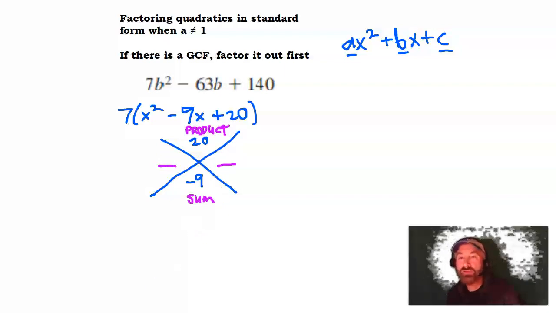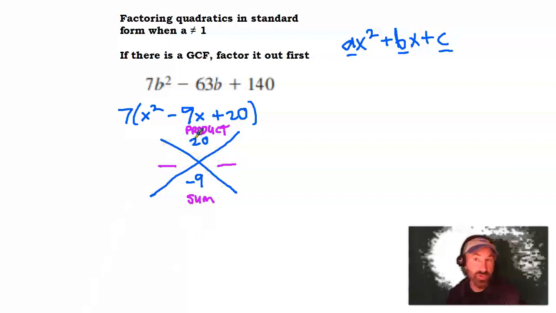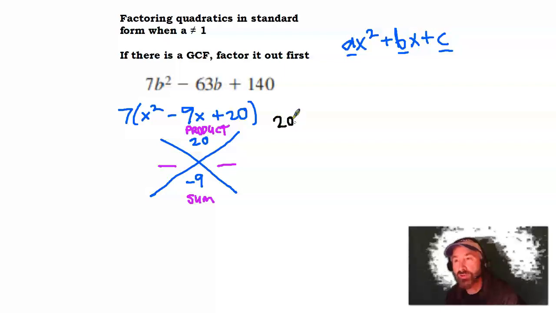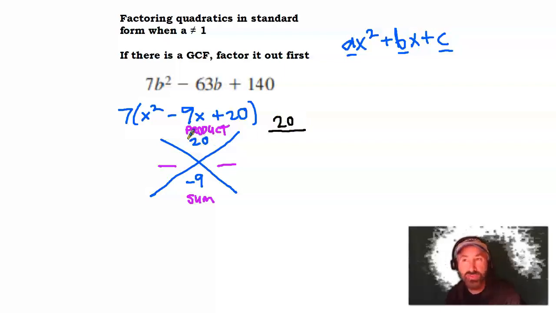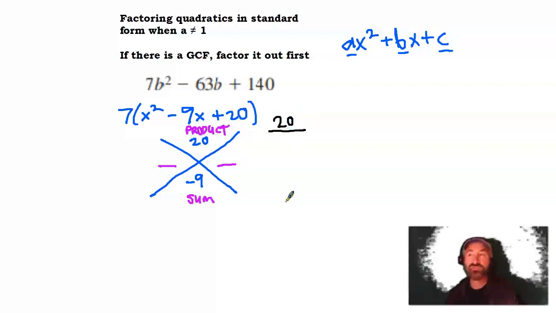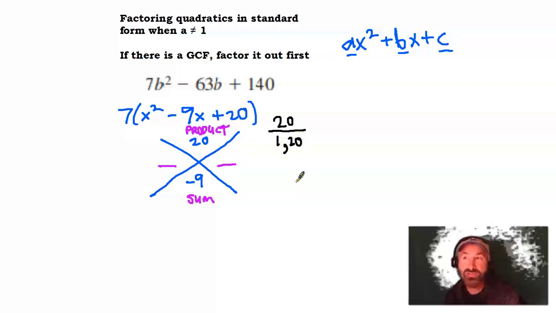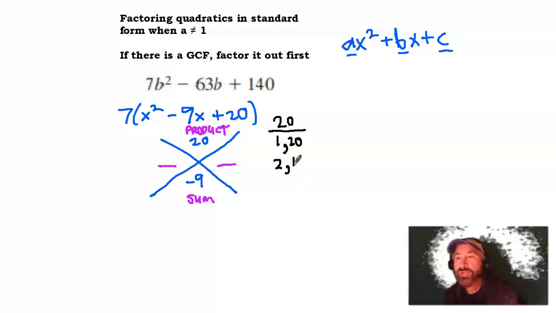Okay, so we've got to find two numbers that multiply together to get us 20 and that add up to negative 9. So the way we're going to do that is we're going to make a list of all of our factor pairs of 20. Always start with this number on top, make a list of the pairs of factors for that number. Then we're going to say, well, 1 times 20 is a pair of factors. 20 minus 1 is not 9, though, so I can't use that. 2 and 10 is a pair of factors. 2 times 10 is 20. 10 minus 2 is 8. We're close, but no cigar.